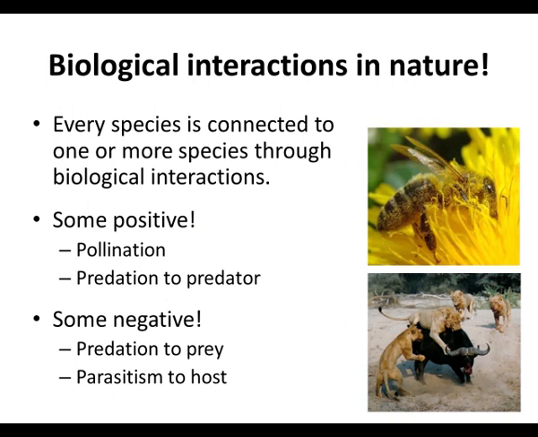Every species is connected to one or more species through biological interactions. In general, one species may be connected with hundreds of other species through these interactions. Some of these interactions are positive and some are negative. For example, look at this image. In this picture, you can see a bee obtaining its food, either nectar or pollen. It's collecting the food, so it's beneficial for this bee because it's going to get the food.